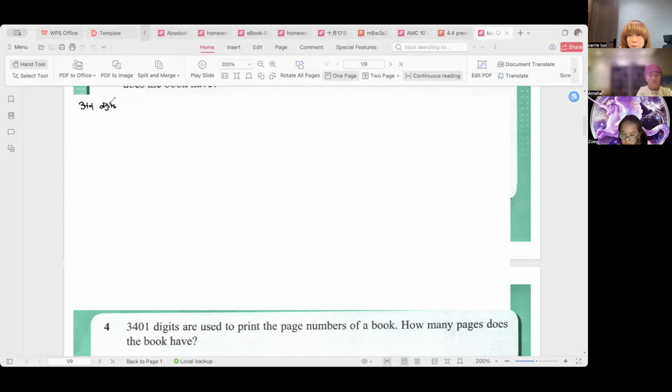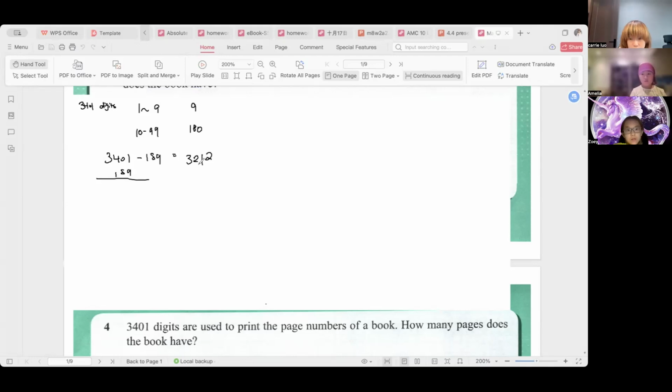Okay, so let's take a look at this one. 1 to 9 is 9 digits, 10 to 99 is 180 digits. So this time it is 3,401 minus 189, right? The logic is the same. No matter how big the number is, we use the same technique to do the question. So 3,212. Am I right? I think the first time I was right, because on the second one I did 100 to 999.